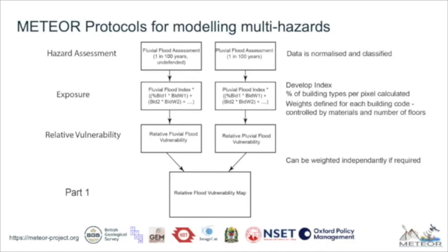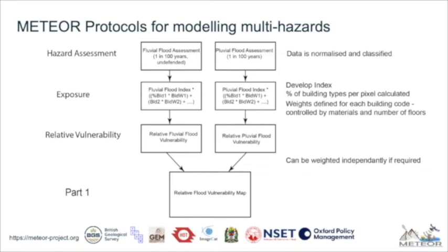Firstly, each data point from the hazard assessment is normalized and then converted to a classified flood value. After this, the flood value per pixel is multiplied by the sum of the weighted percentage of each building type in that pixel, as a function of the total number of buildings per pixel.